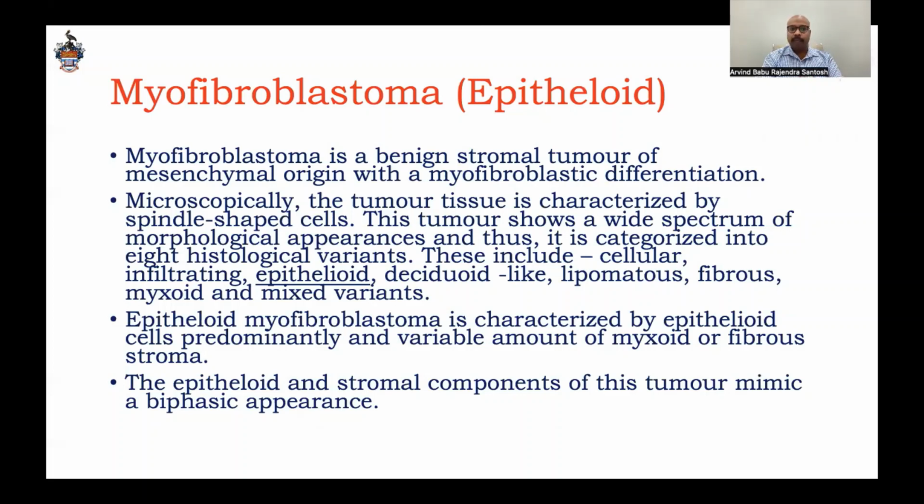Epithelial-myoepithelial carcinoma is characterized predominantly by epithelial cells and a variable amount of myxoid or fibrous stroma. The epithelial and stromal components of the tumor mimic a biphasic tumor. Not all of these types are biphasic in nature. Mimicking a biphasic pattern is only one component, that is, the epithelial version.